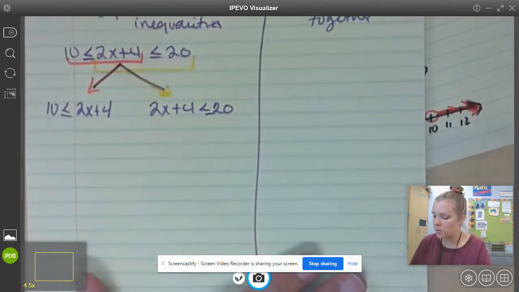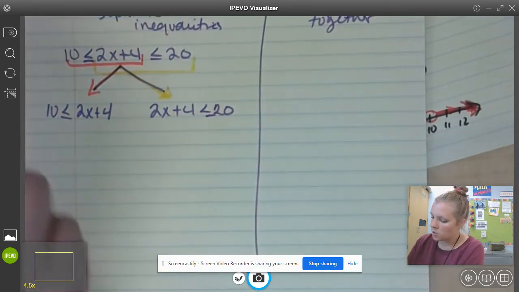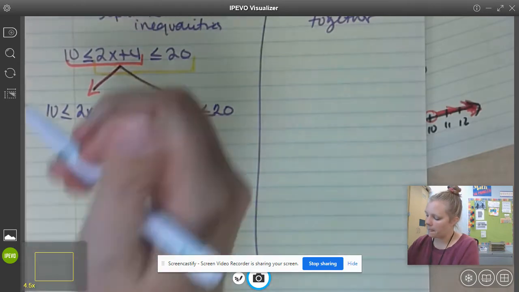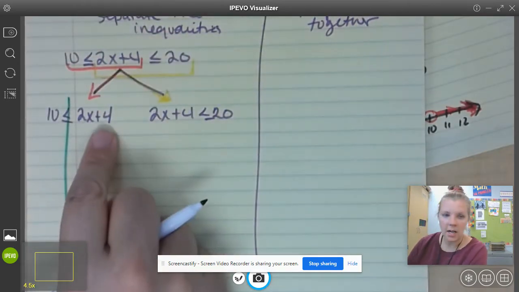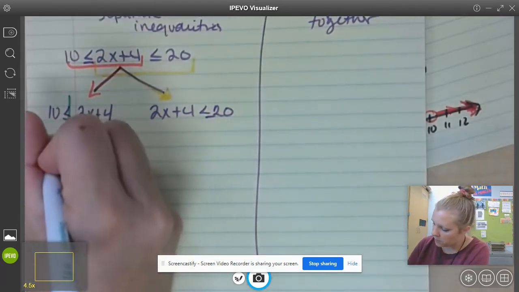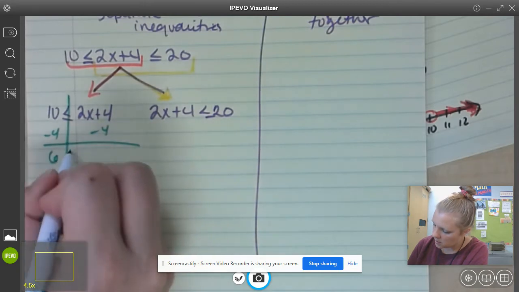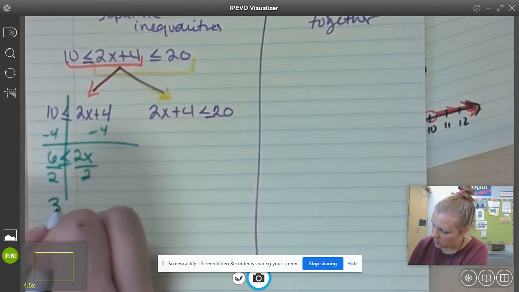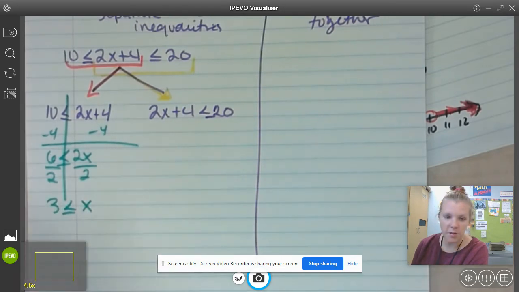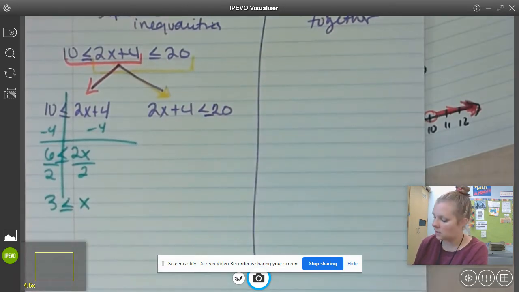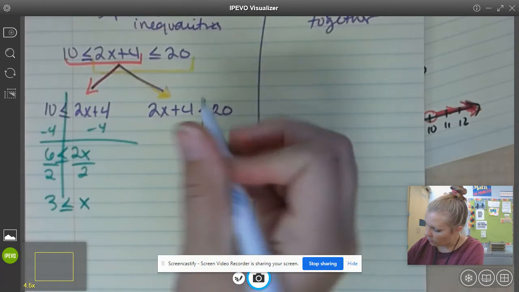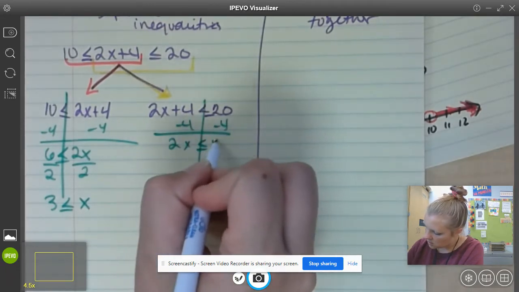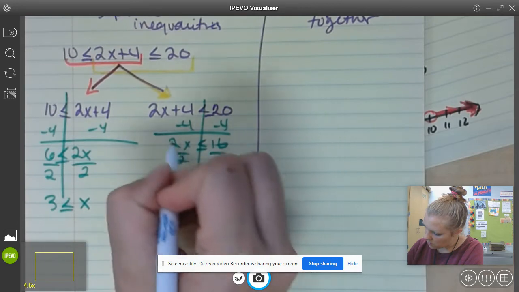Then I solved them both separately. So I would draw a line through the inequality symbol. Get rid of the constant. So I'm going to take away 4 from both sides. Divide by 2. I'm left with 3 is less than or equal to x. On the other one, I have to solve it. Take away 4. Divide by 2.